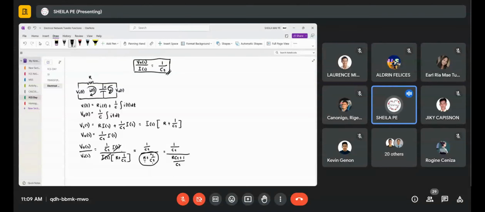Now, dividing two fractions, you take the reciprocal of the denominator of the fraction, and then you multiply it with the numerator. So 1 over CS, so that's CS over, this is the reciprocal, RCS plus 1. You get the CS. So basically, we have 1 over RCS plus 1. This is our transfer function.